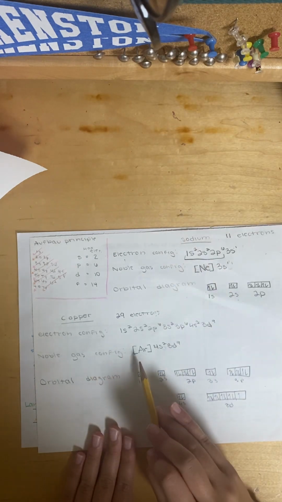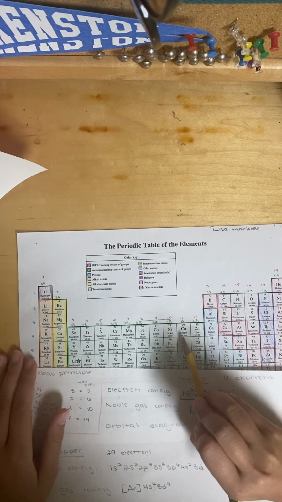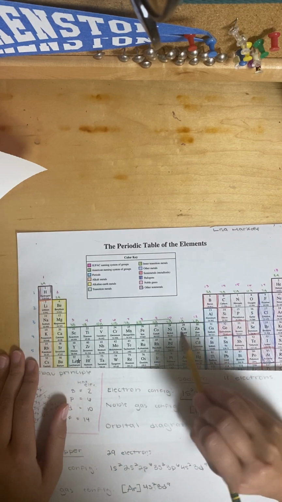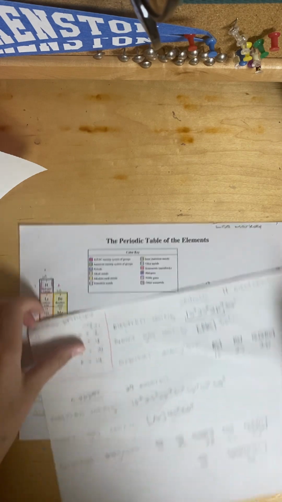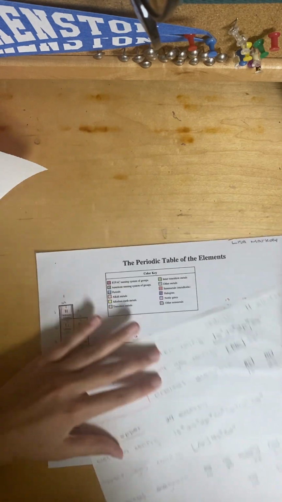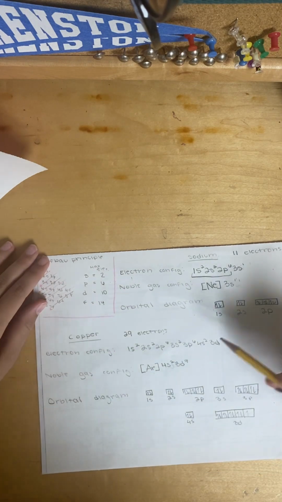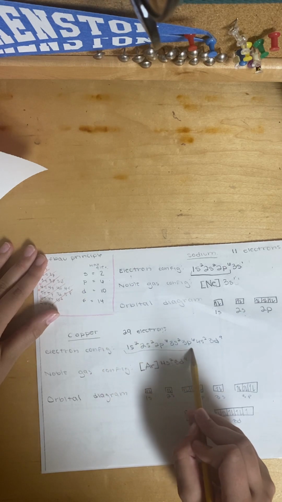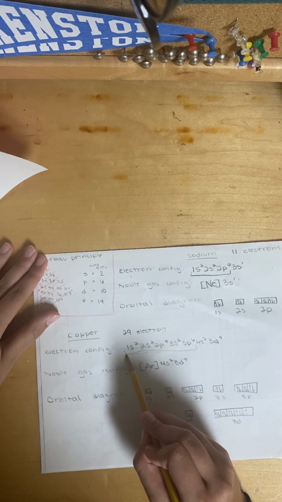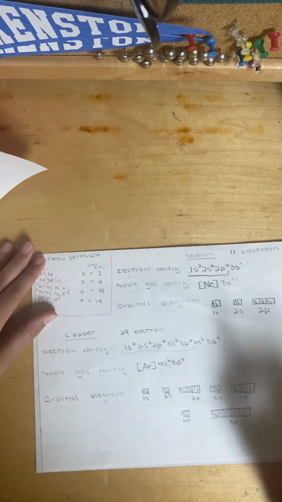In order to find the noble gas configuration, which was argon, I found copper on the periodic table, went up a row, and found the noble gas, which was argon. But remember, argon only has 18 electrons, and we need 29. So then I found out that argon represents these electrons, but the 4s2 and 3d9 are needed on the end.